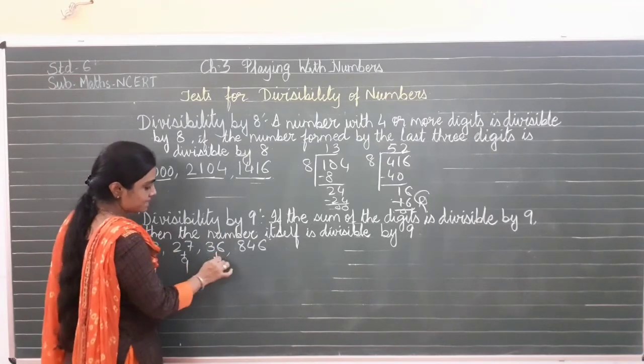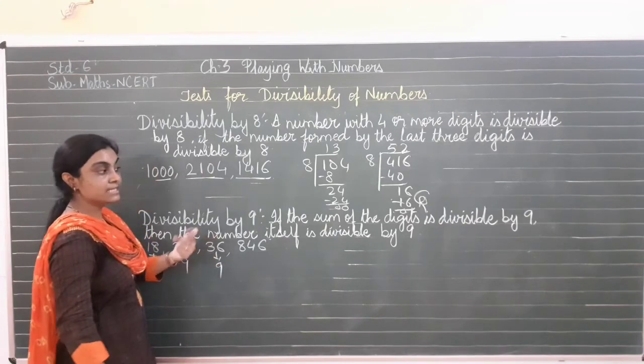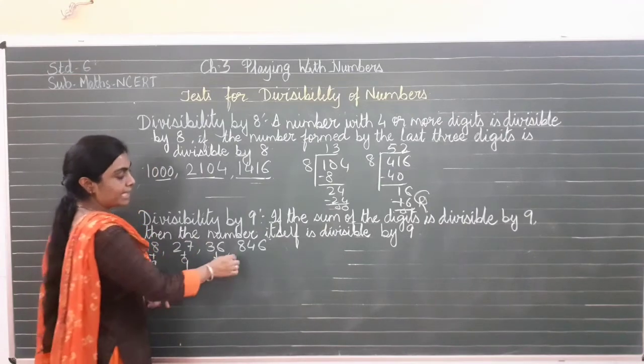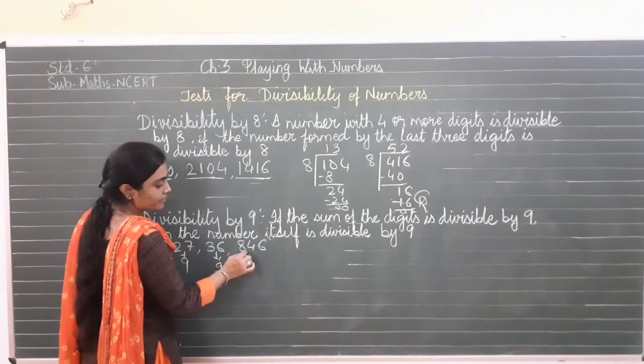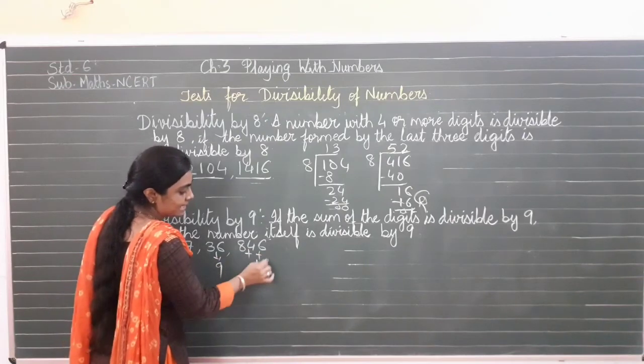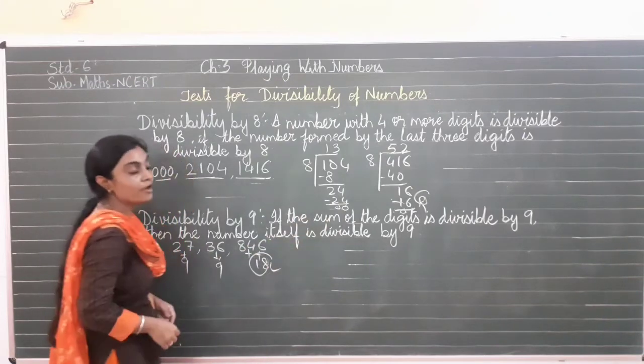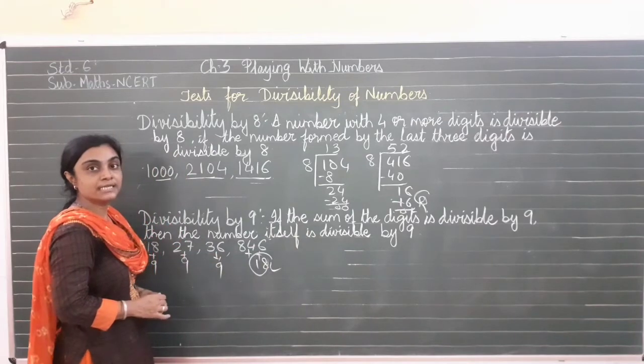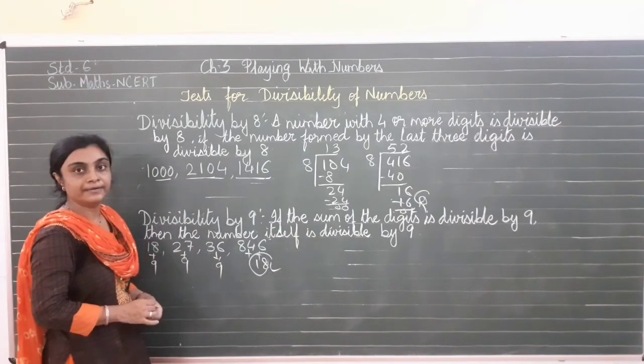36. 3 plus 6 is also 9. So 36 is also divisible by 9. 846. 8 plus 4, 12. 12 plus 6, 18. 18 comes in the table of 9. So 846 is also divisible by 9.